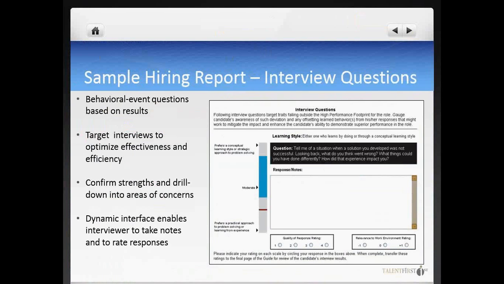The results of the Behavioral Insight can be used for targeting questions in an interview setting. Now, you can create your own questions, or you can use the questions that are automatically generated by the systems that were originally created by industrial and organizational psychologists and continuously updated by our team in order to optimize efficiency and effectiveness of your interview process.